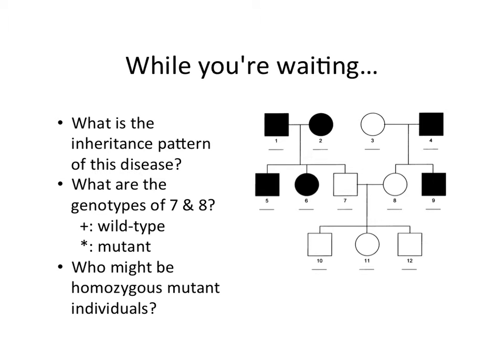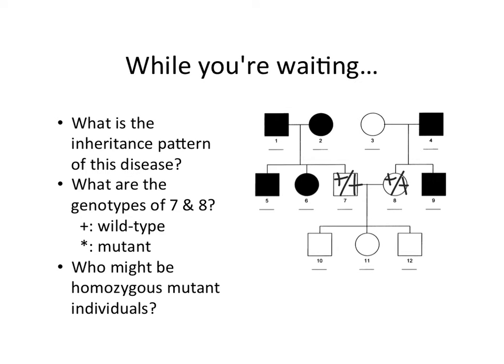Okay. So what are the genotypes of those 2 individuals, numbers 7 and 8? If plus is wild type and asterisk is mutant, what are their genotypes? Plus plus. So is there anybody on here that might be homozygous for the mutation? Is there any possibility? How do you know? Which individuals is it? 5 and 6.